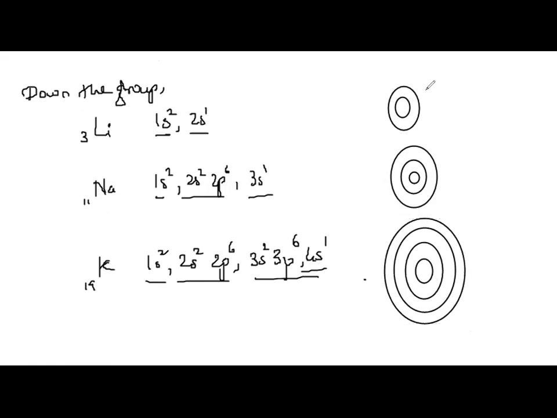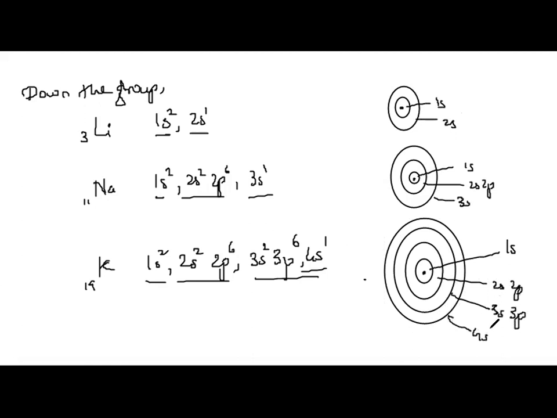Can you see this? So in case of lithium, this is 1s, this is 2s. In case of sodium, 1s, 2s, 2p, and this is 3s. In case of potassium, this is 1s, 2s, 2p, 3s, 3p, and this is 4s. So what is happening? No doubt, as you move down the group, atomic number is increasing. Z is increasing. So nuclear charge also increases.